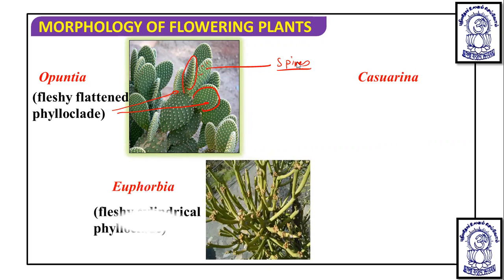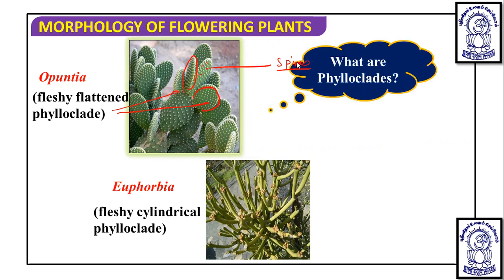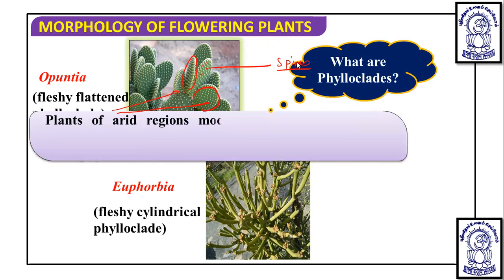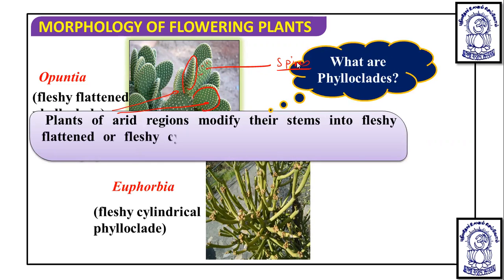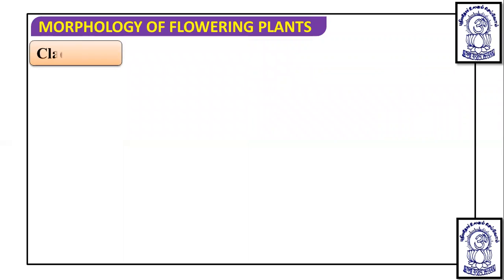In Euphorbia also you will see a fleshy cylindrical phylloclade. See, this cylindrical phylloclade is seen in Euphorbia, and that also performs photosynthesis. So this is the phylloclade. So what is a phylloclade ultimately? In plants of arid regions, stems modified into a fleshy, flattened or fleshy cylindrical photosynthetic structure is known as a phylloclade.